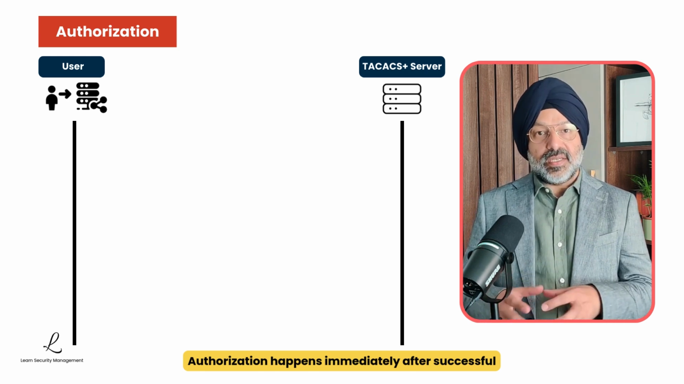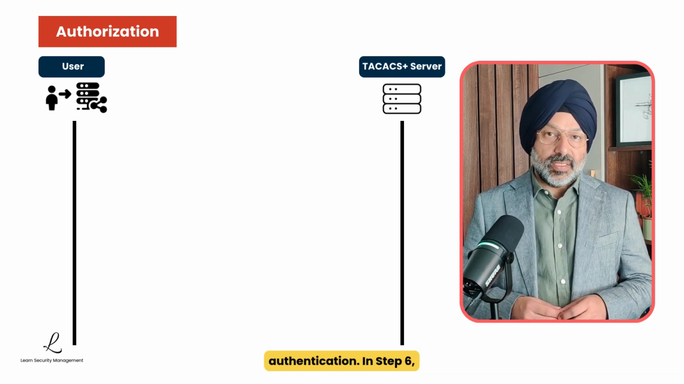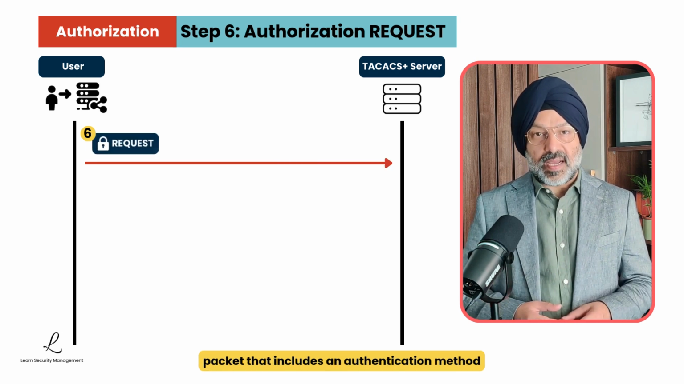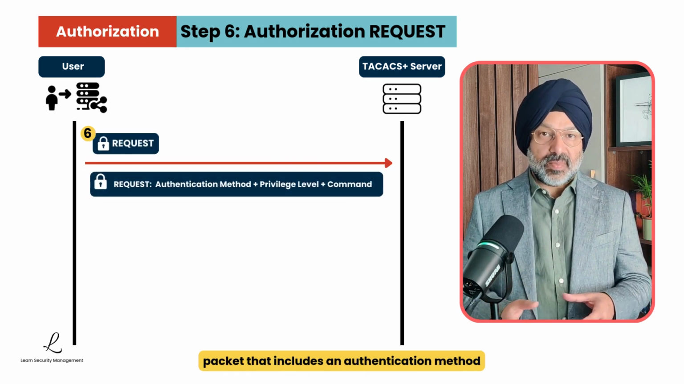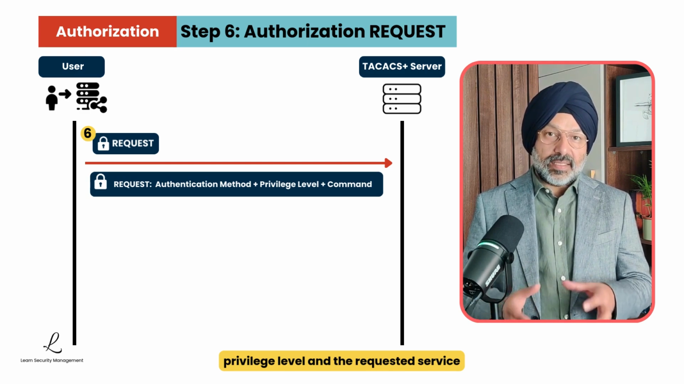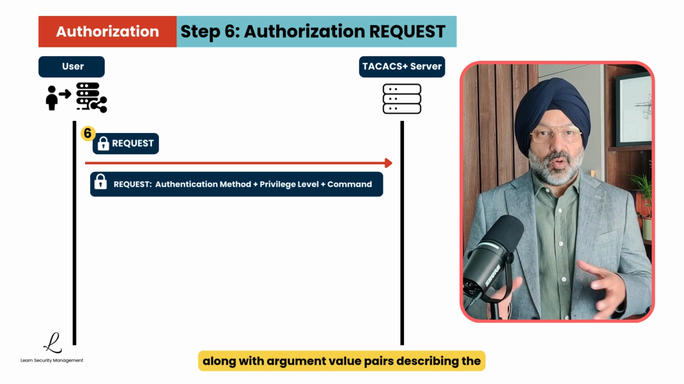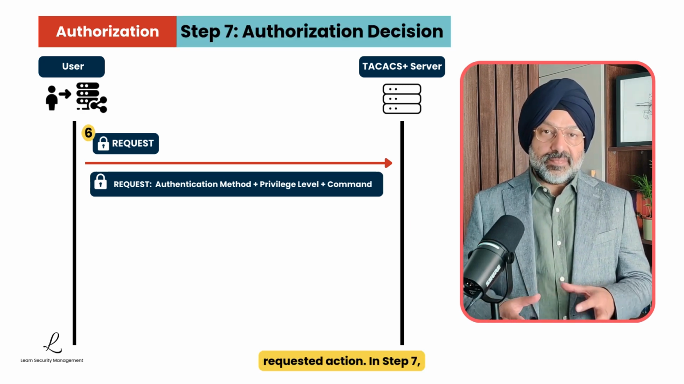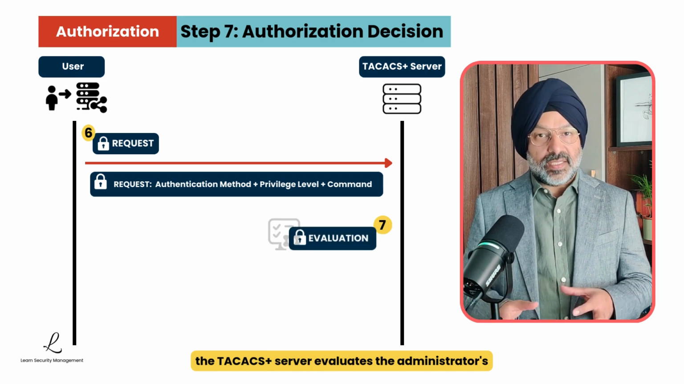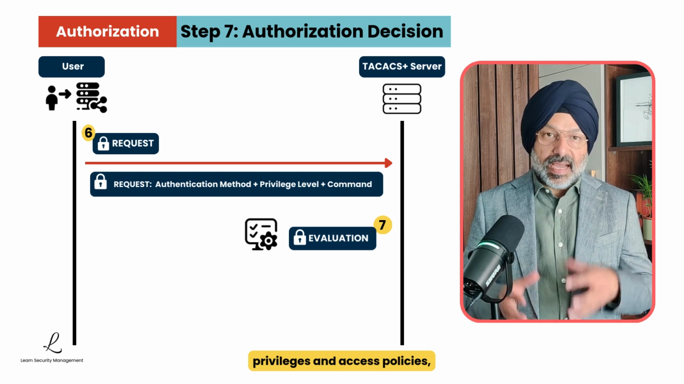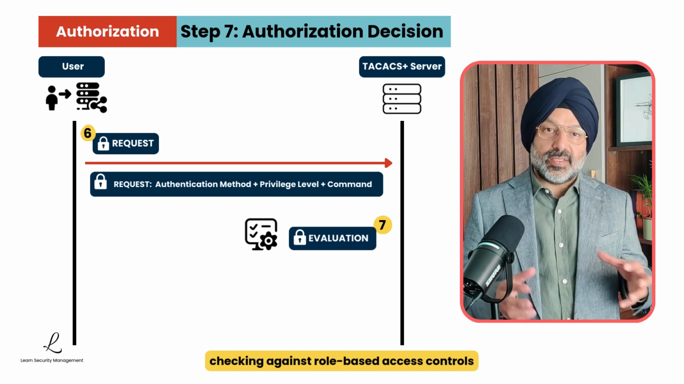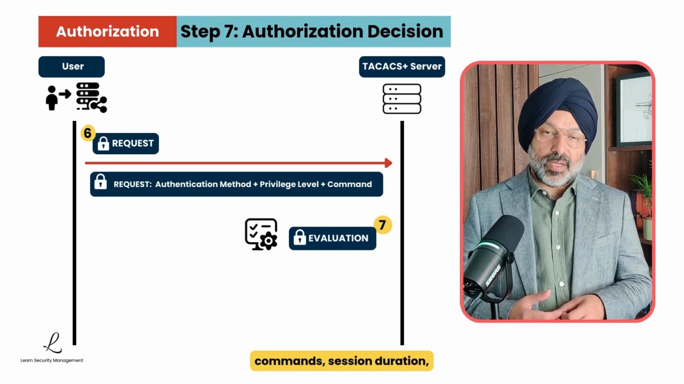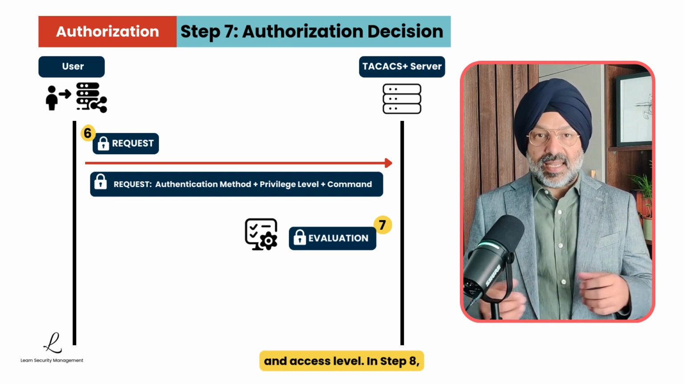Authorization happens immediately after successful authentication. In step 6, the network access device sends an authorization request packet that includes the authentication method, privilege level, and the requested service or command, along with argument value pairs describing the requested action. In step 7, the TACACS Plus server evaluates the administrator's privileges and access policies, checking against role based access controls and command restrictions to determine allowed commands, session duration, and access level.